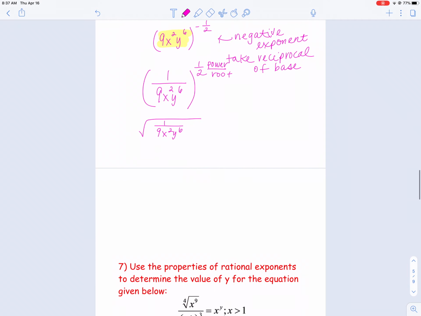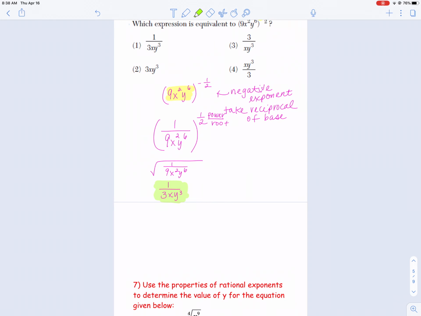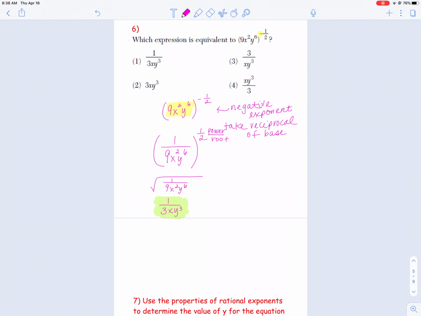They're all perfect squares. What's the square root of 1? 1. What's the square root of 9? 3. Out of the radical. What's the square root of x squared? X. What's the square root of y to the 6th? Y to the 3rd. So that is your answer. I'm going to just use, this is your final answer: 1 over 3xy cubed. So go back and check. This was multiple choice. Choice 1 is your answer.